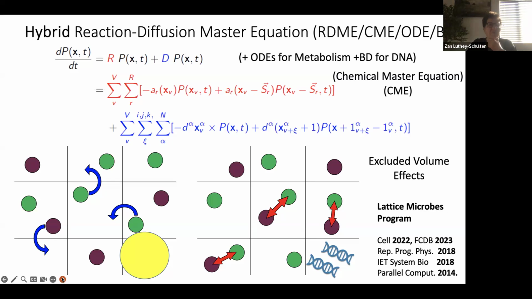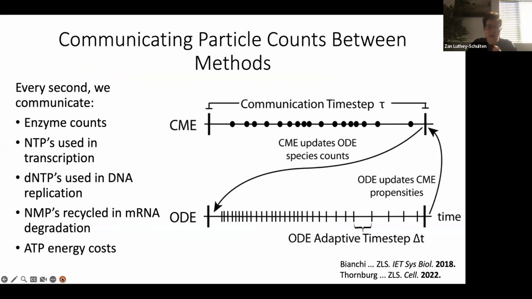Also, we publish things in computer science journals, trying to really say how we had tested the model. And communication is very, very important. So just between the two methods, the stochastic chemical master equation and the ordinary differential equations, after a certain time tau, that had to be determined, what was the best communication time. And then also on the left, you see what got communicated.